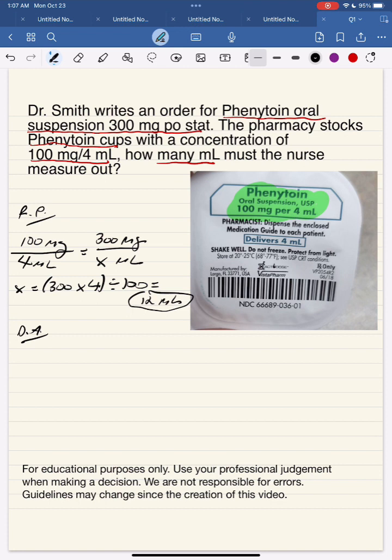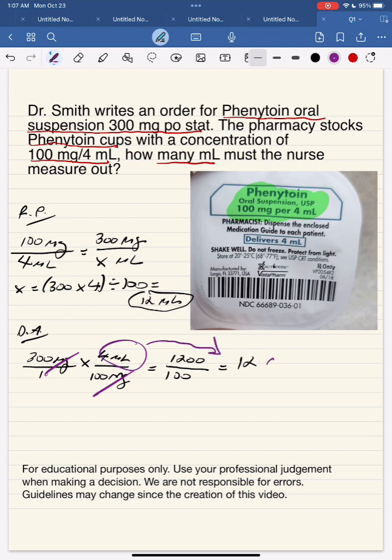So with dimensional analysis, we want 300 milligrams. So we write 300 milligrams over 1 times, and we're going to do the 100 milligrams in the bottom, 4 ml in the numerator, because we want the milligrams to cancel out and leave us milliliters. So 300 times 4 is 1200. 1 times 100 is 100. 1200 divided by 100 is 12. We cancel the units out, milligrams with milligrams, and we're left with milliliters. And milliliters is the unit that we're going to use, 12 milliliters.